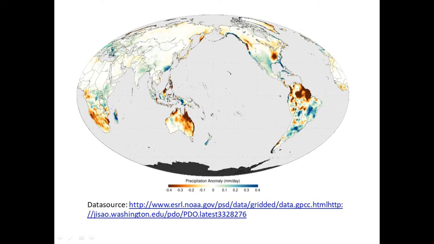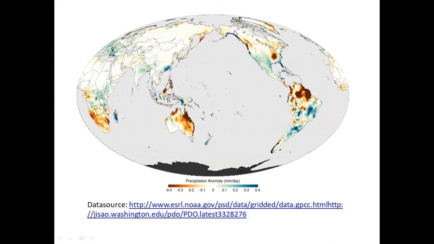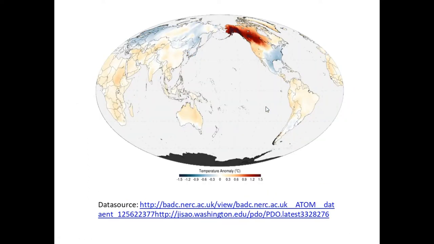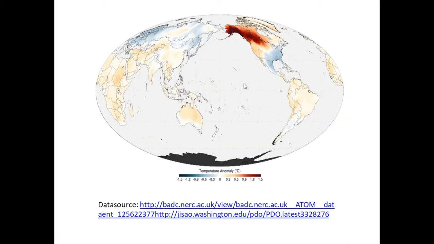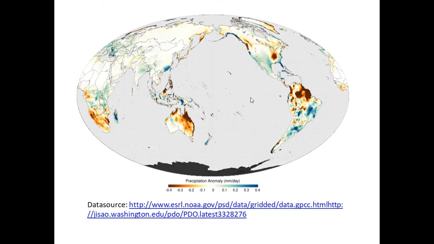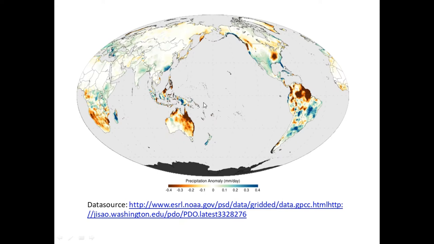We have drier conditions where you see this brownish indicators, and bluish is wetter. But here with the temperature anomaly, this is warmer and the blue is cooler. So it's warmer and wetter in the Northwest Pacific and Alaska. And then you can see what happens in, say, South America. And look at Australia, it's drier. And as you can see, a little warmer, not intensely warmer, almost average. That's what's going on there during the positive phase. It flip-flops during the negative phase.